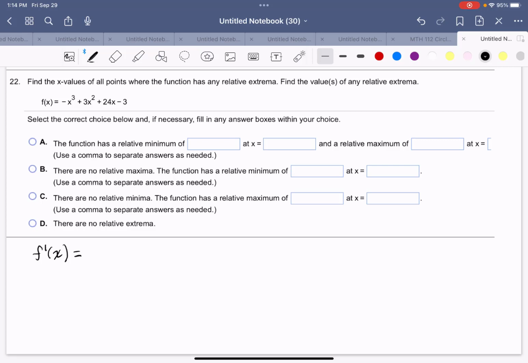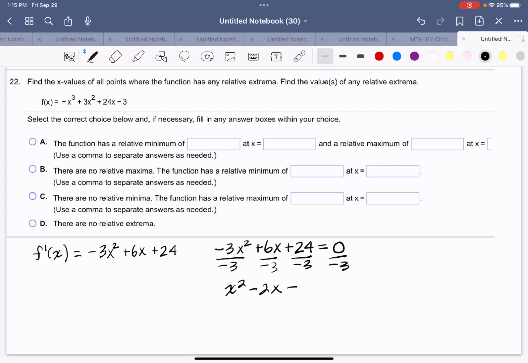So f prime of x is negative 3x squared plus 6x plus 24. We set our derivative equal to 0 so we can see where our function is increasing or decreasing by looking at the slopes of its tangent lines. So I'm going to divide every term by a minus 3, and I'm going to get x squared minus 2x minus 8 equals 0.